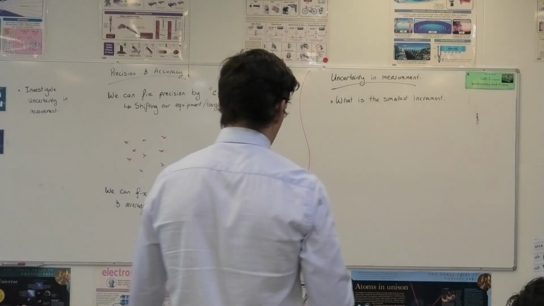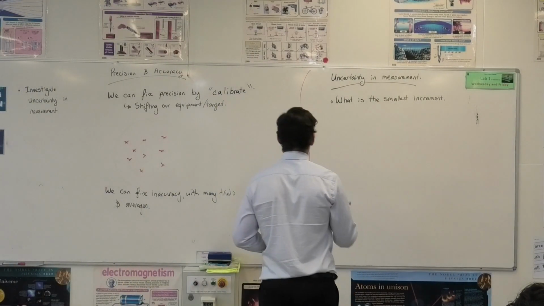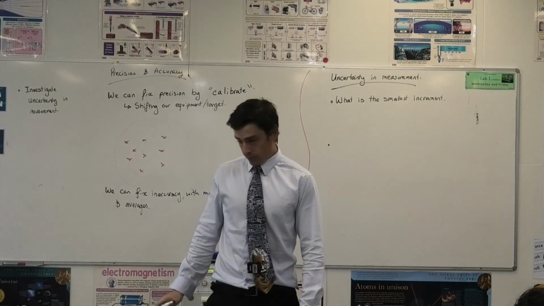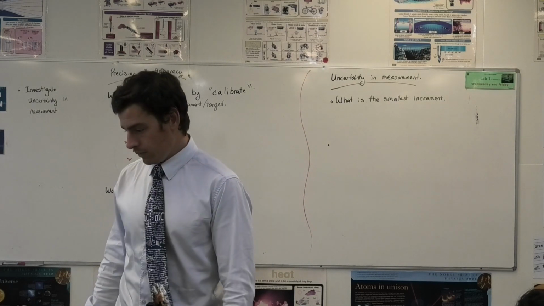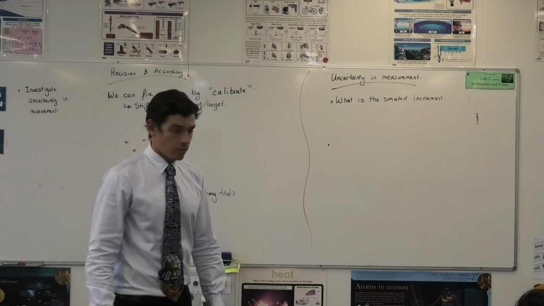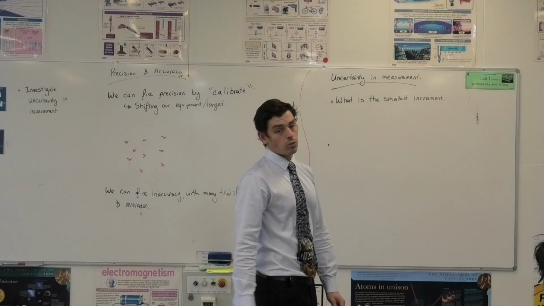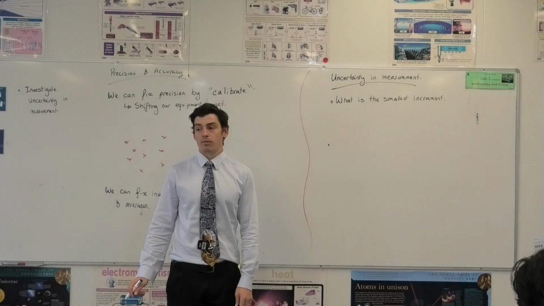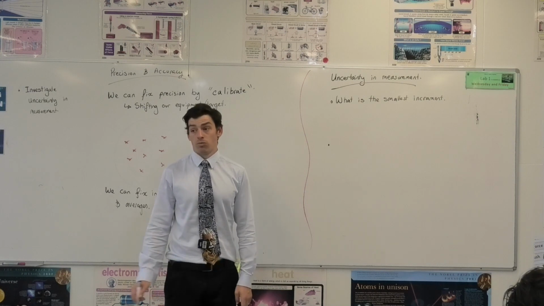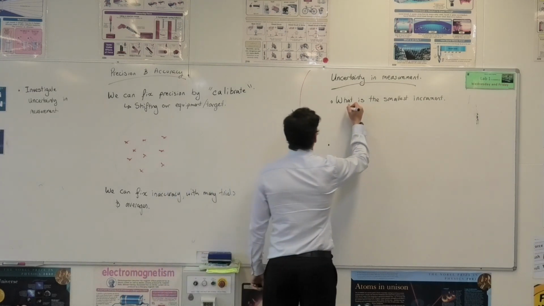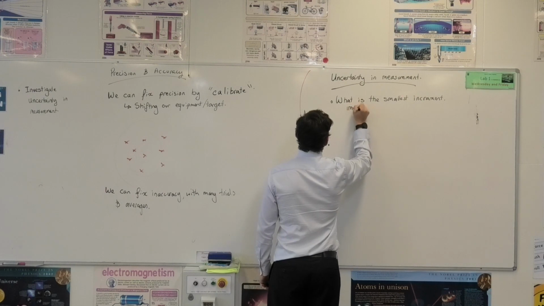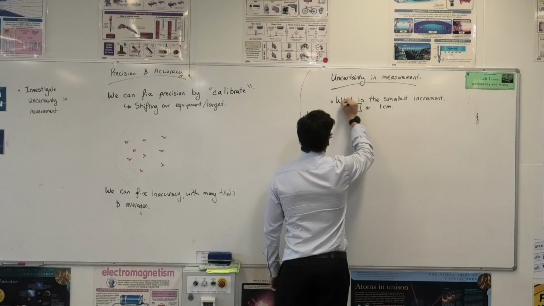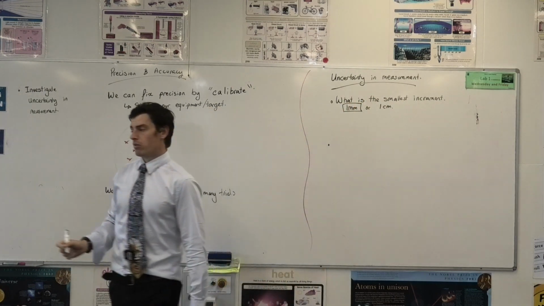What is the smallest increment on your ruler? What have we got? We've got 1 mil. Yeah. Anything smaller? Anything bigger? Anyone got a 1 centimetre ruler? No. Or yours is centimetres. So we're dealing with either 1 millimetre or 1 centimetre. For the sake of ease, I'm just going to assume we're talking about 1 millimetre here.